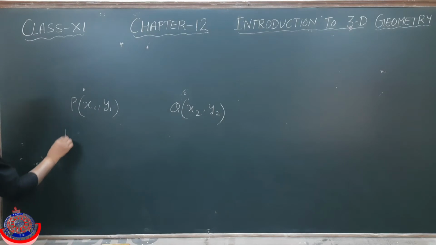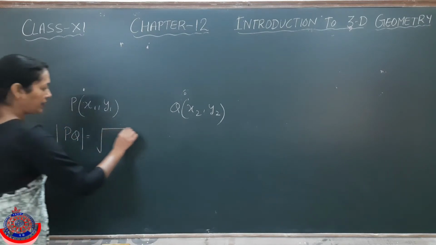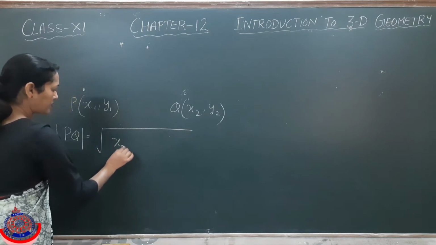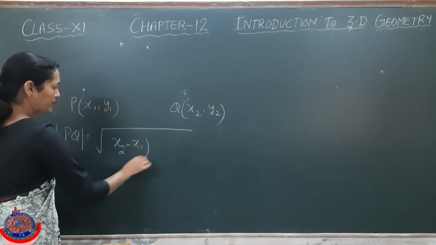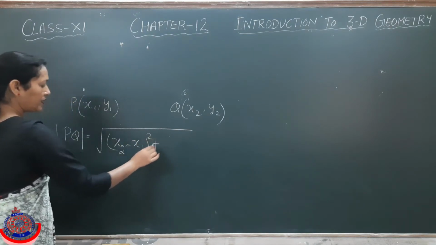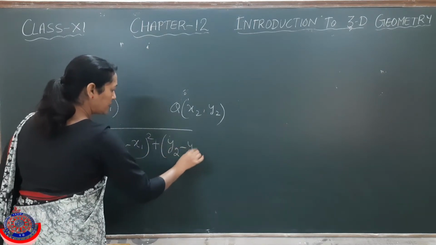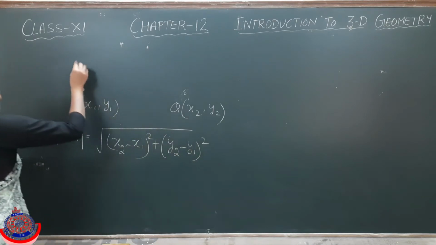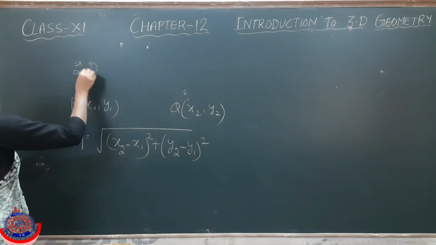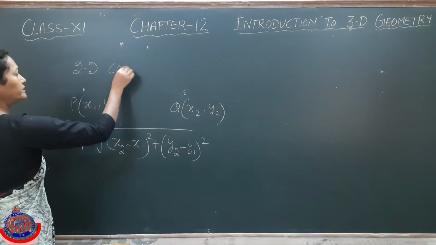In that case, we have learned the distance formula as under root x2 minus x1 whole square plus y2 minus y1 whole square. This we have learned for two-dimensional coordinate system.